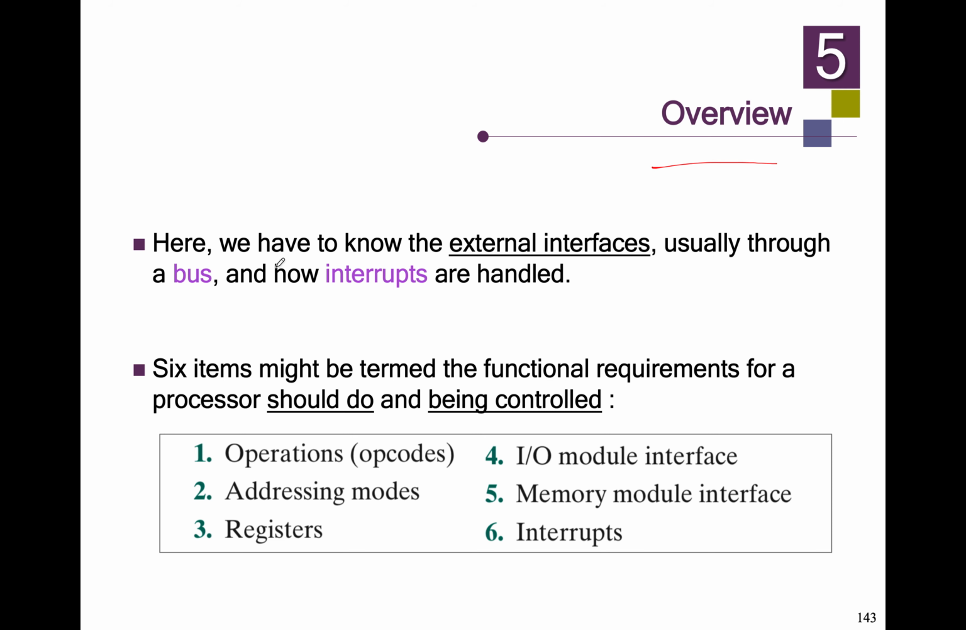About the overview, here we have to know the external interfaces, usually through a bus, and how interrupts are handled. Six items might be termed the functional requirements for what a processor should do and be controlled by: operations, which are the opcodes, addressing modes, registers, input-output module interface, memory module interface, and lastly interrupts. These are the six items you need to remember.